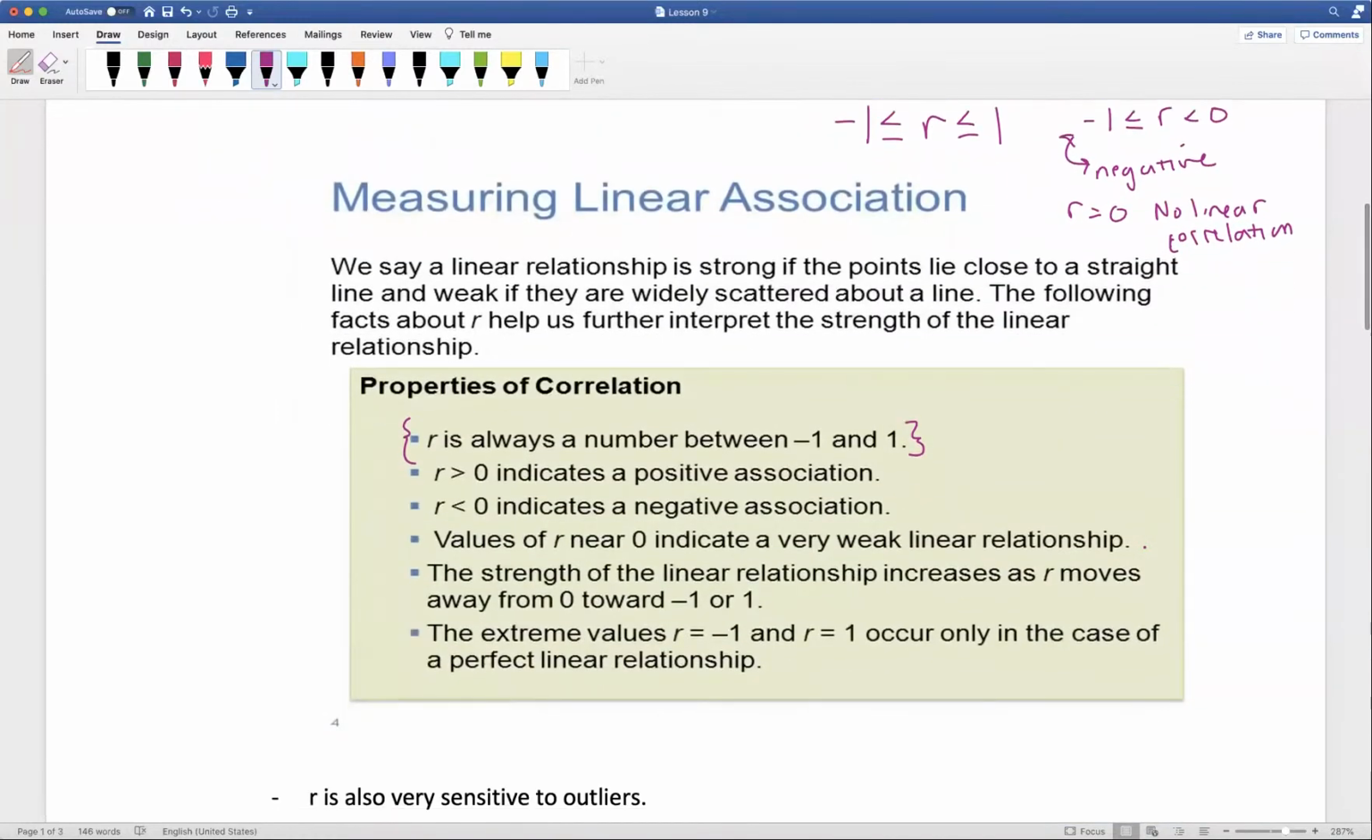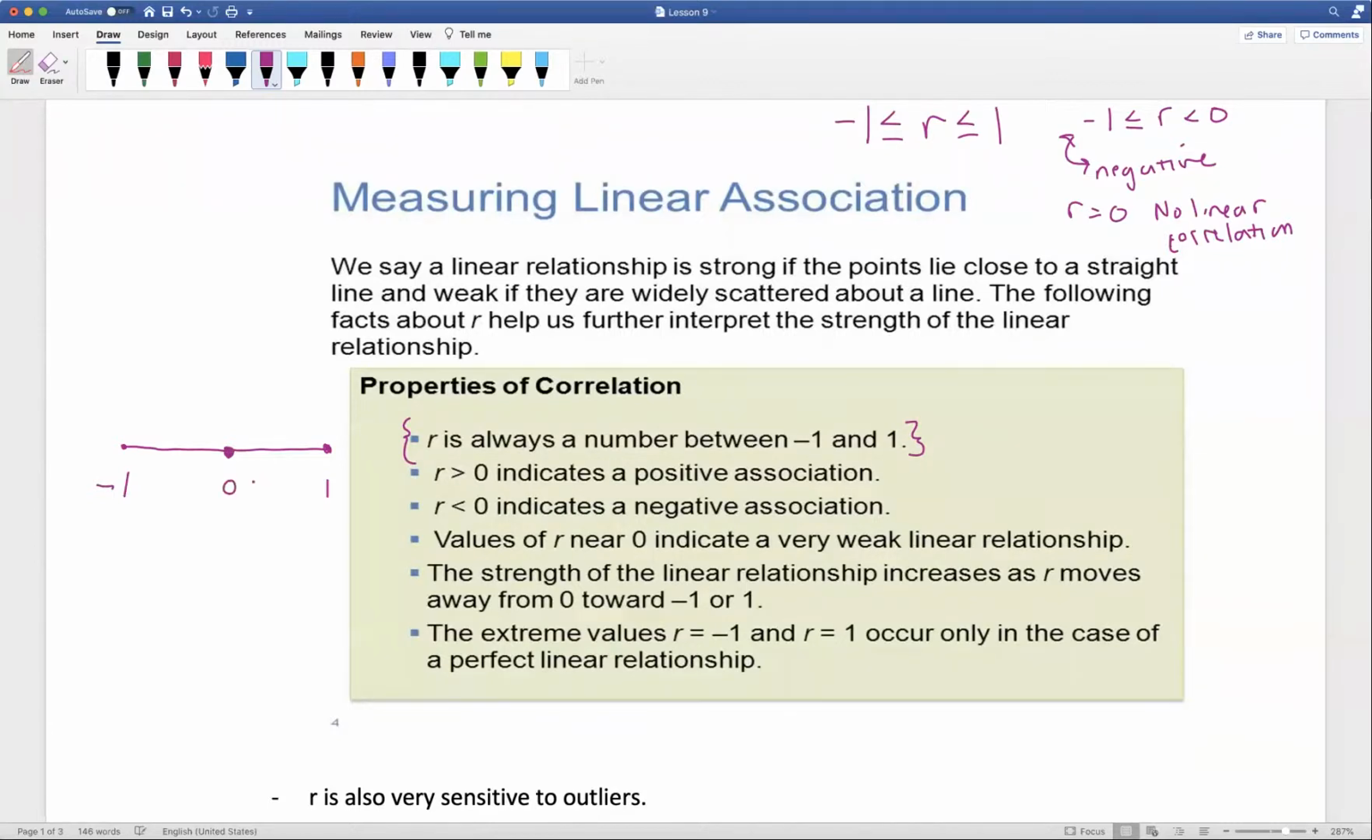The strength of the linear relationship increases as R moves away from 0 toward -1 or 1. So what does that mean? Let's put this on a scale and make sure that you understand what that means. Here we go. We're going to start the scale at -1, stop here at 0, and then go up the scale to +1.